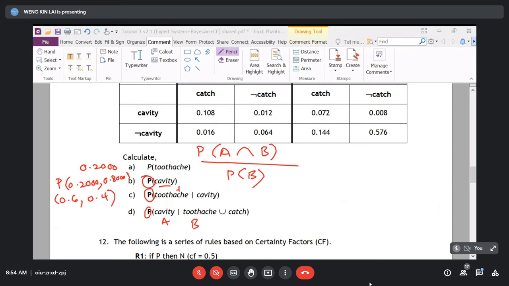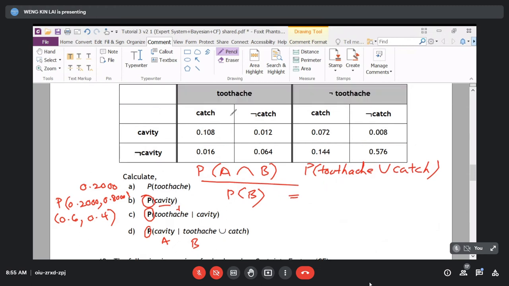First one is actually P of toothache union catch. Basically it is toothache or catch. So what is your toothache? P of toothache or catch. Now look at it here. So what is my toothache?